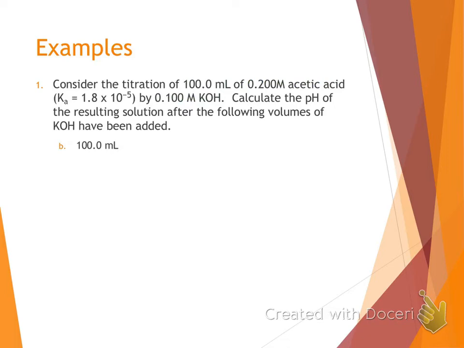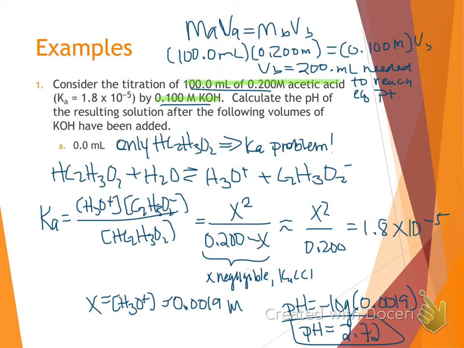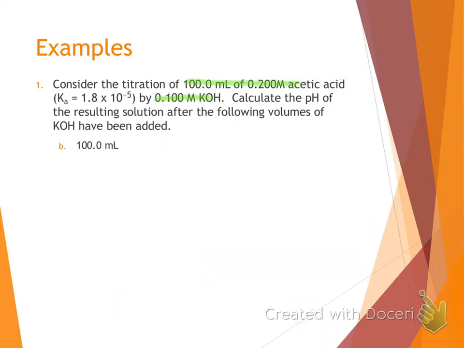So we want to know the pH. It's still the same titration here. Nothing's changed. But now we're looking for the pH after 100 milliliters have been added. Well, remember back here where we thought about that it's going to take 200 milliliters to reach the equivalence point? Where does that mean my half equivalence point is at? That means my half equivalence point is at this 100 milliliters.